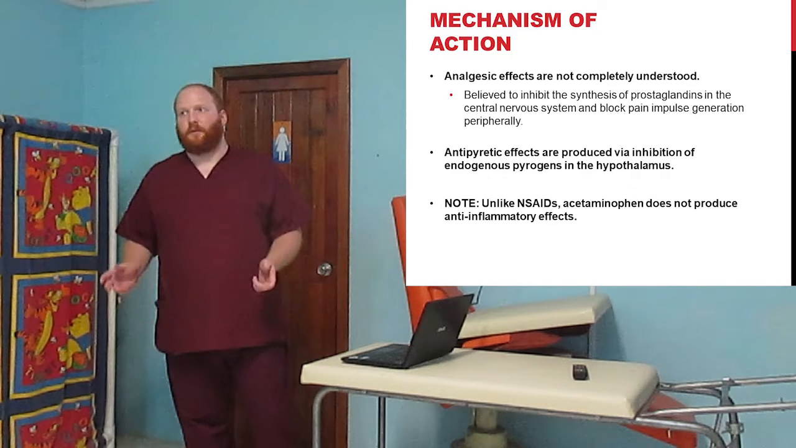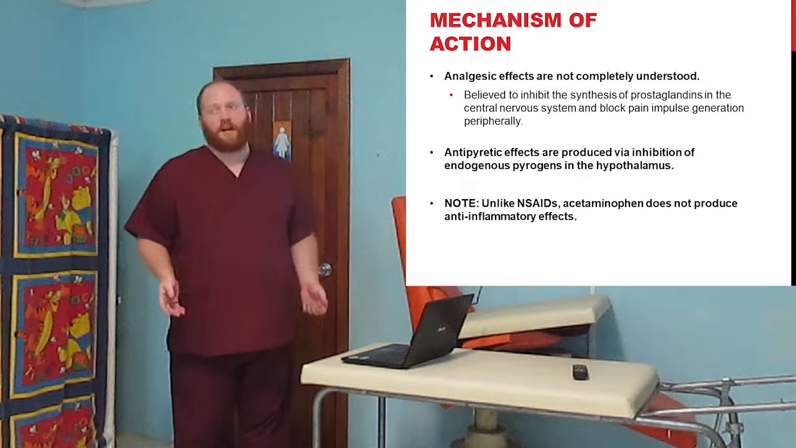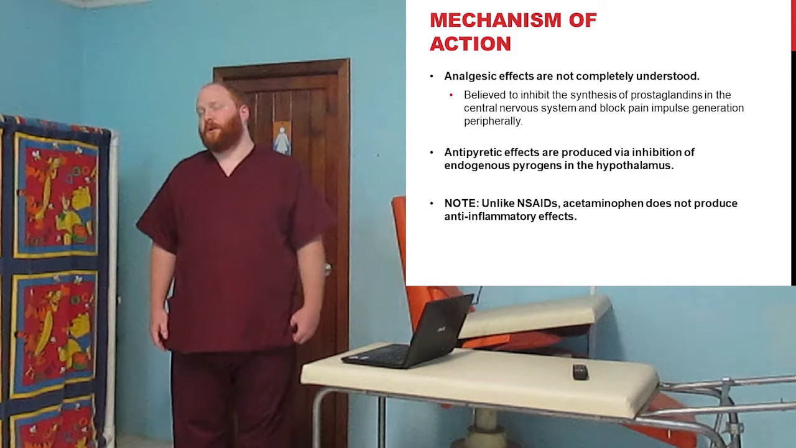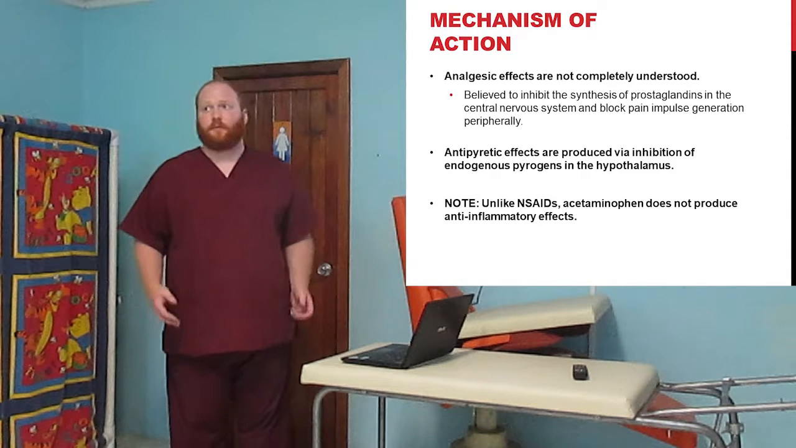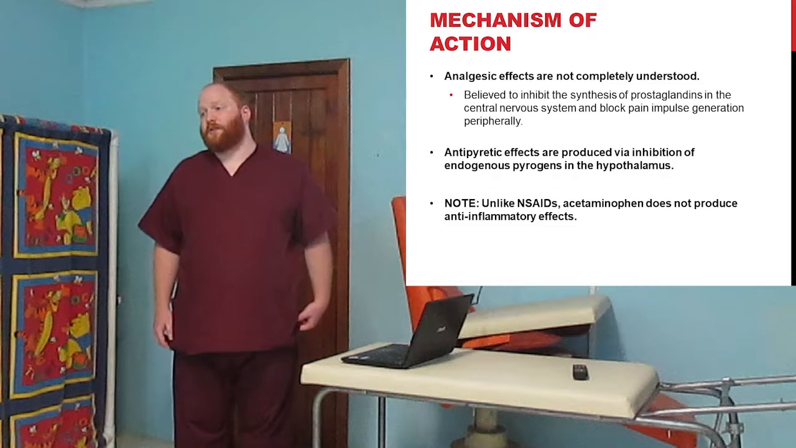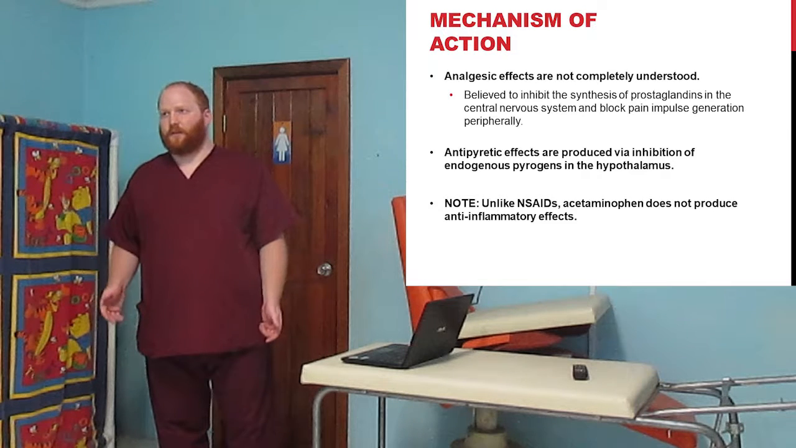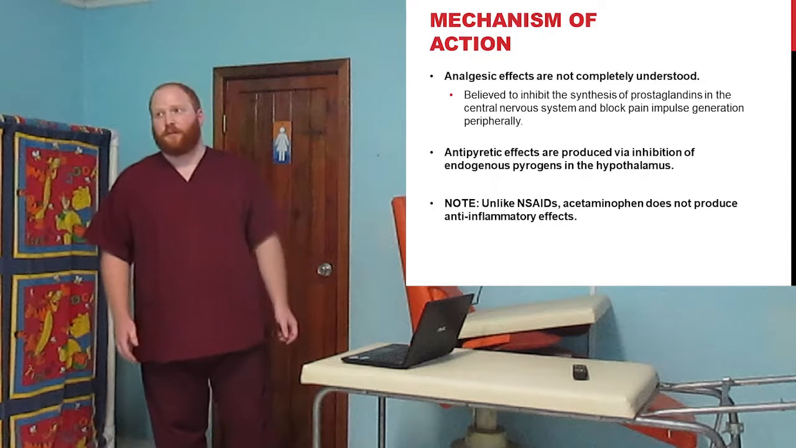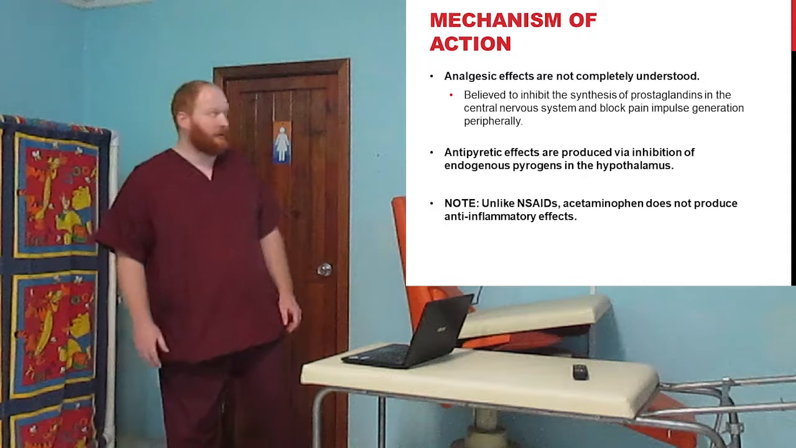I'd just like to say that Tylenol works a lot like an NSAID, except they really don't know for a fact why it produces its analgesia. It does inhibit prostaglandins in the CNS, and it does block some pain impulses in the periphery. It also produces fever-reducing effects, which happen through inhibition of pyrogens, or fever-producing proteins, from the hypothalamus, and the hypothalamus is kind of considered the thermostat of our body. And unlike NSAIDs, it's important to know that acetaminophen doesn't produce any anti-inflammatory effects, or not to the extent that NSAIDs do, and therefore we don't use it in that fashion.